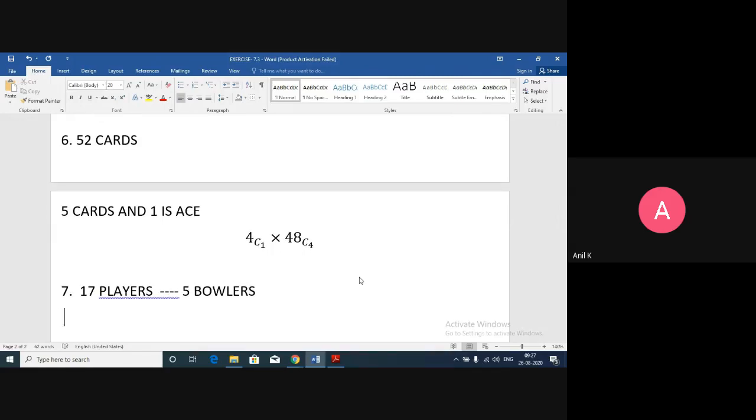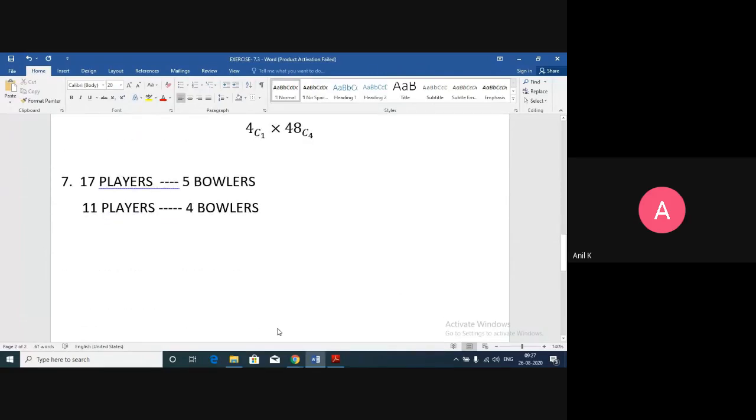Now you want a team of 11 players. Out of 11 players, there must be exactly 4 bowlers. Exactly 4 bowlers. What can you do now? How do you solve this one? I am waiting for your answers. Take your time. Give the answer. You can take 1 minute, no problem.